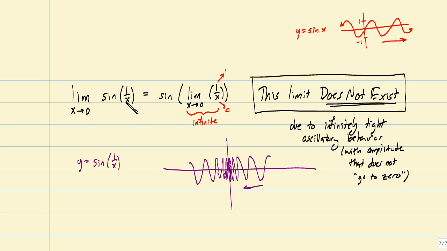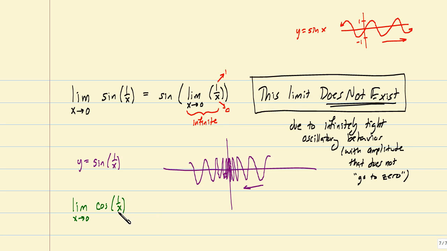Okay, so this limit does not exist, and there's the graphical interpretation and the reason for why it does not exist. It's worthwhile to point out, had we been looking at the limit as x approaches 0 of the cosine of 1 over x, we would have seen the exact same behavior.